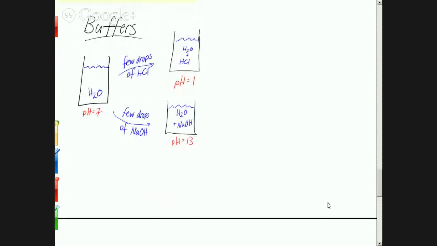Let's see, I guess we'll just do it over on the side here. So let's say instead now, use a different color, we have a buffer. And that buffer can still be at pH 7. In fact, you can make a buffer at whatever pH you want. Let's say we made a buffer at pH 7. And we do the same thing.